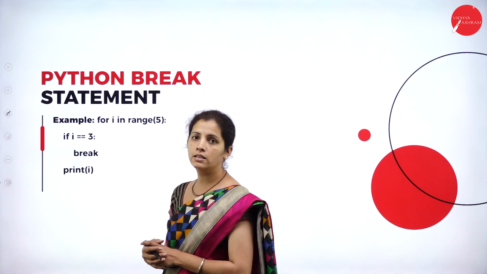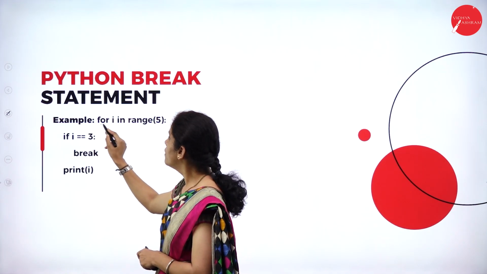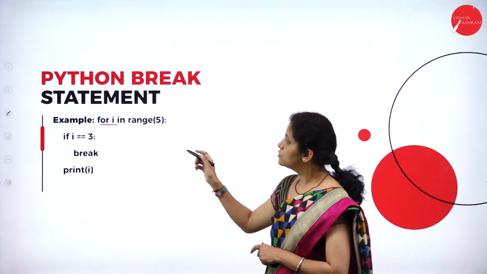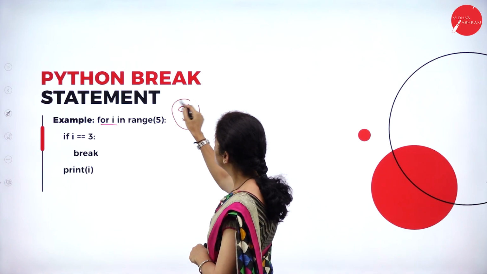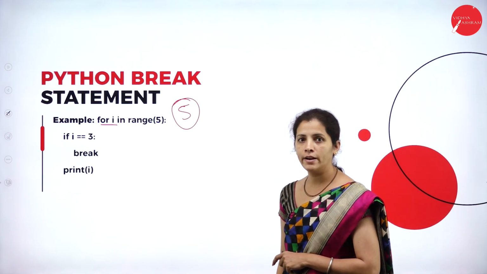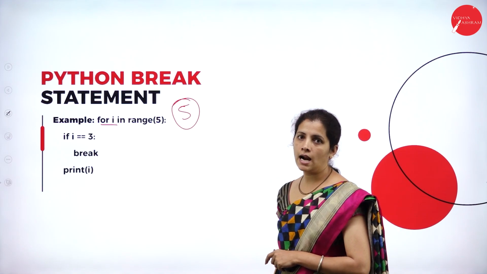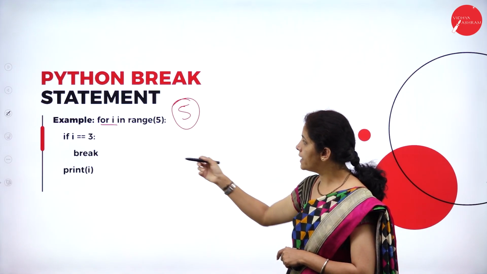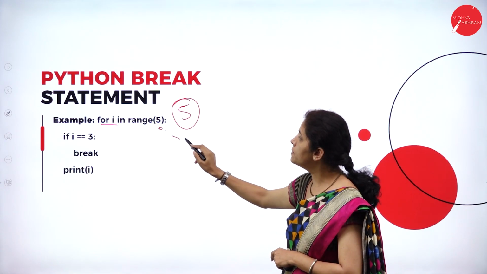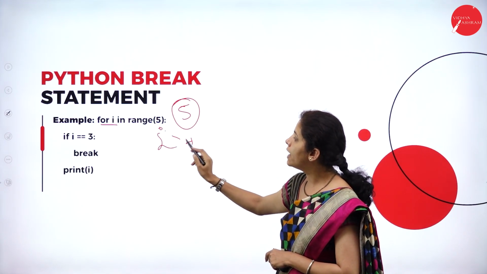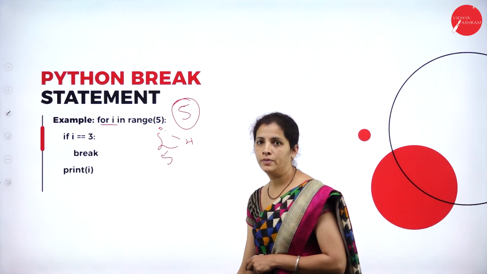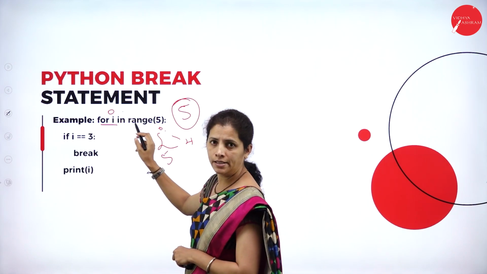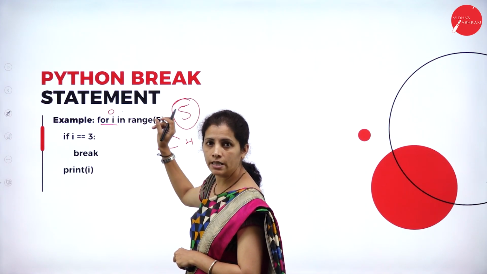Now, I am going to have the example program here. For i in range(5). How many times am I going to execute the for loop? 5 times. And i starts from 0 because the range function by default starts from 0 to 4. So, how many iterations? Total 5 iterations. Okay, so 0 comes in the range.